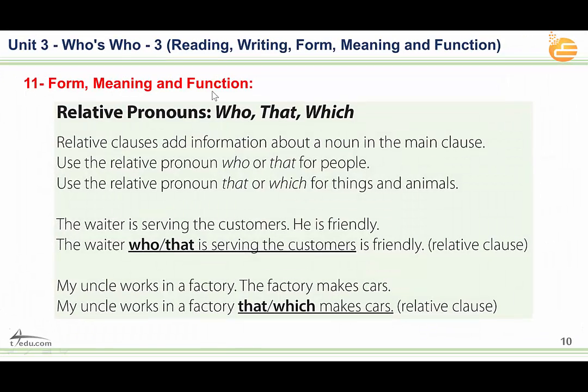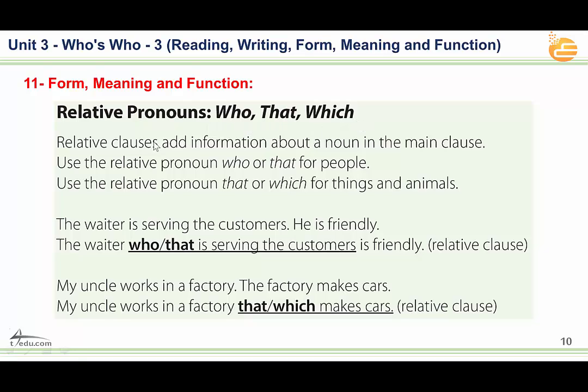11. Form, meaning and function. So now we will talk about relative pronouns: who, that, and which. So, what do we mean by relative pronouns? Relative clauses add information about a noun in the main clause. So it adds more information. To add more information, we have to use relative pronouns who, that, and which.